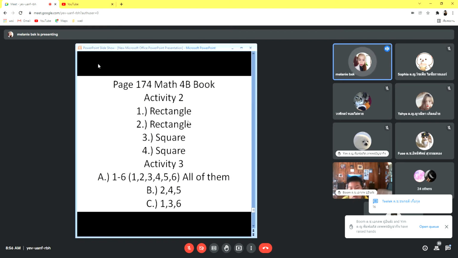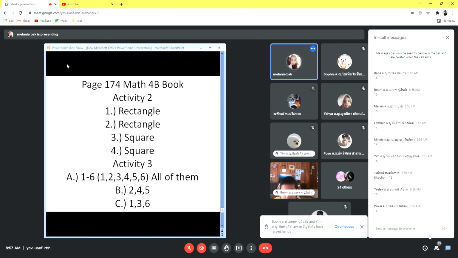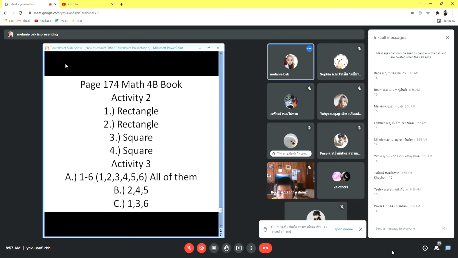Tilek 16. Pukin 14. Else? How about the others, children? 1, 2, 3, 4, 5, 6, 7, 8, 9, 10, 11, 12, 13, 14, 15. 15 students only are in here.